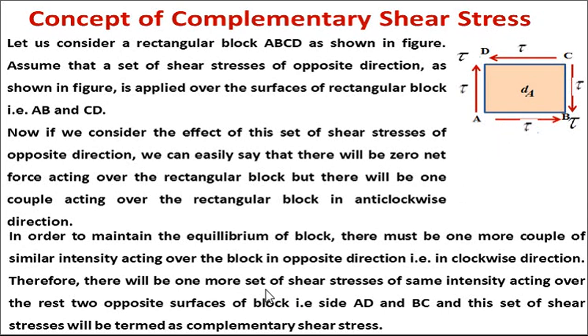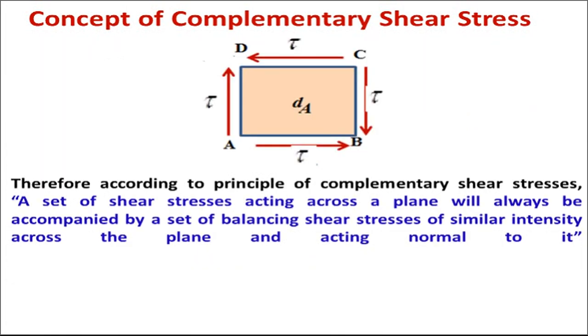Therefore, there will be one more set of shear stress of the same intensity acting over the remaining two opposite surfaces of the block, that is sides AD and BC, and this set of shearing stresses is termed complementary shear stresses. So this is about complementary shear stresses.